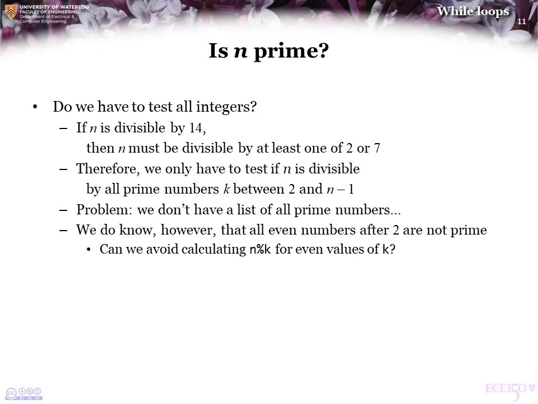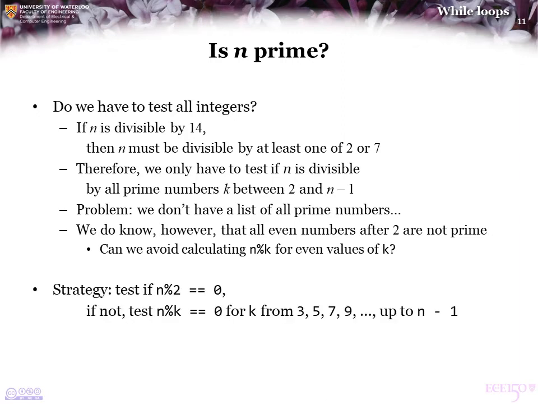However, we do know that all multiples of 2, or all even numbers greater than 2, are not prime. So, can we avoid calculating n modulo k for all even integer values of k? Sure, let's try that. Here's our strategy. We're going to test if n modulo 2 is equal to 0. If it is, it's not prime, because it's divisible, and we're done.